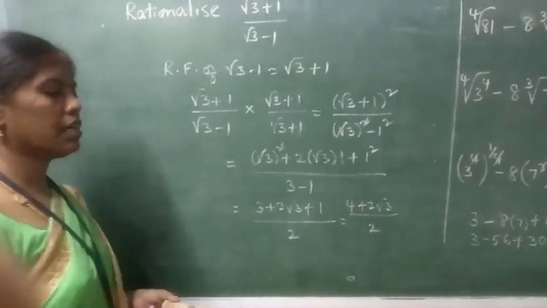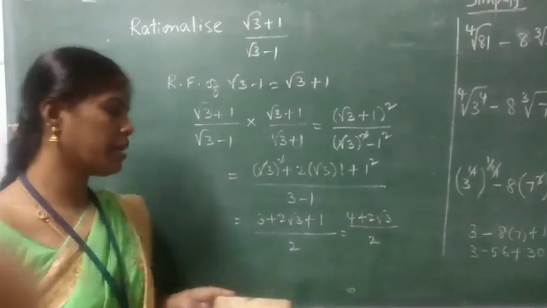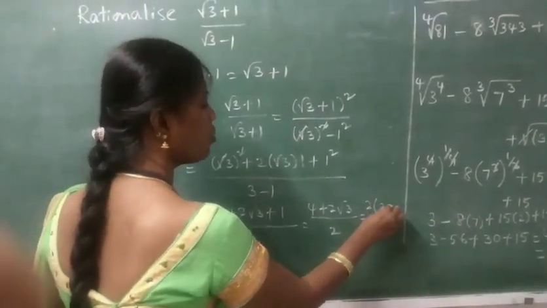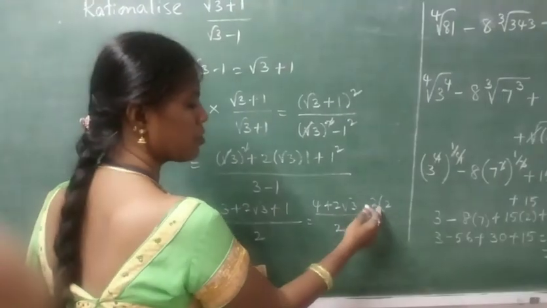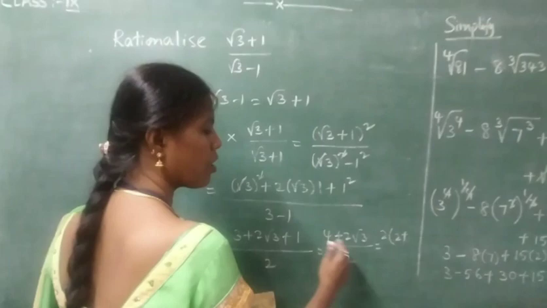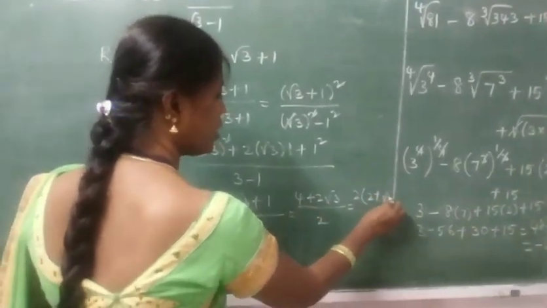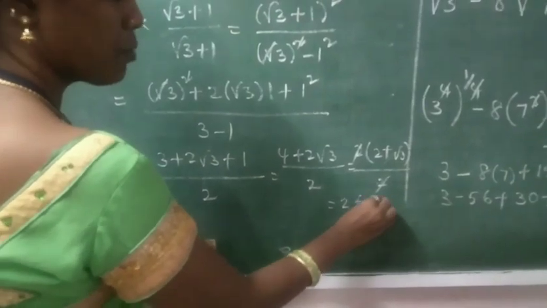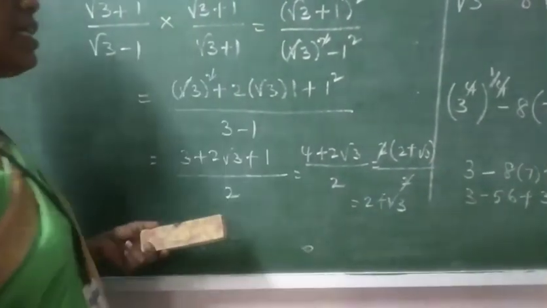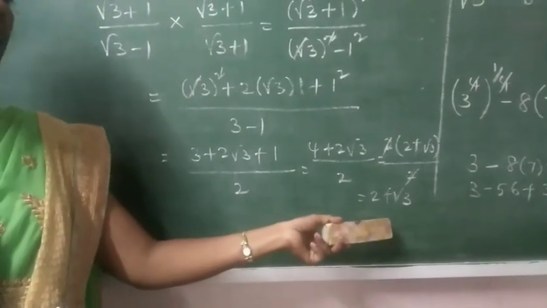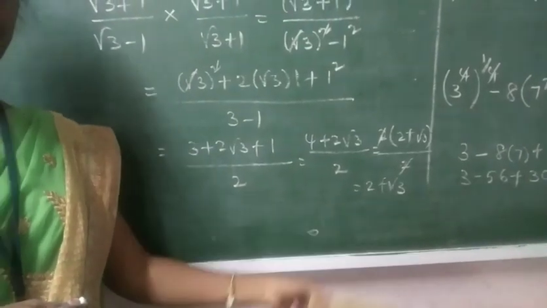In the numerator we will take common. If you take 2 common, what will you get? 2 2s are 4, so I took 2 out, 2 remains, plus 2 if you take it out, what you will get? Root 3 by 2. 2 gets cancelled, 2 plus root 3. So easily we had rationalized the denominator and expressed it in its simplified form. Thank you.